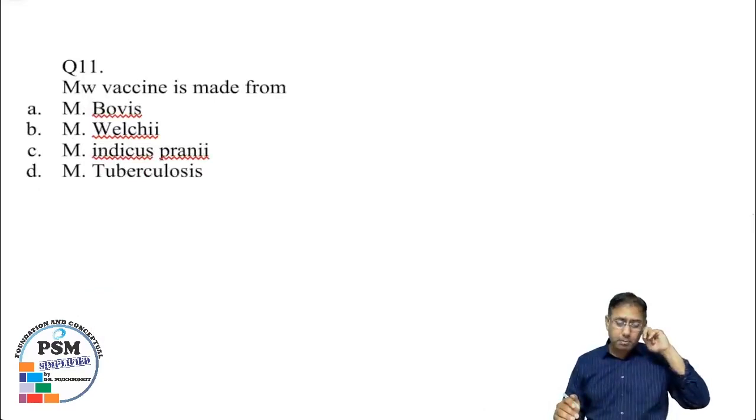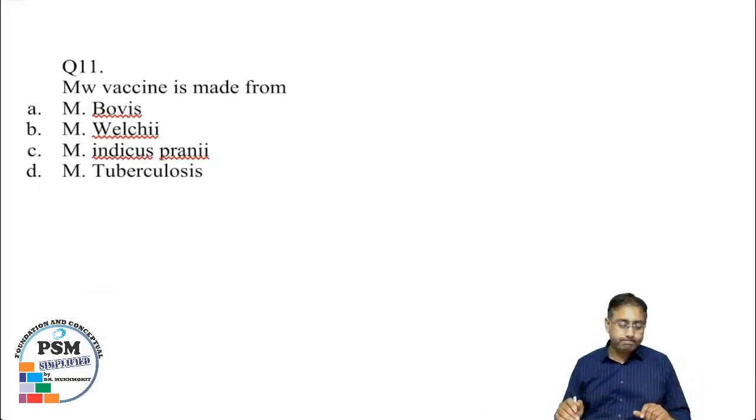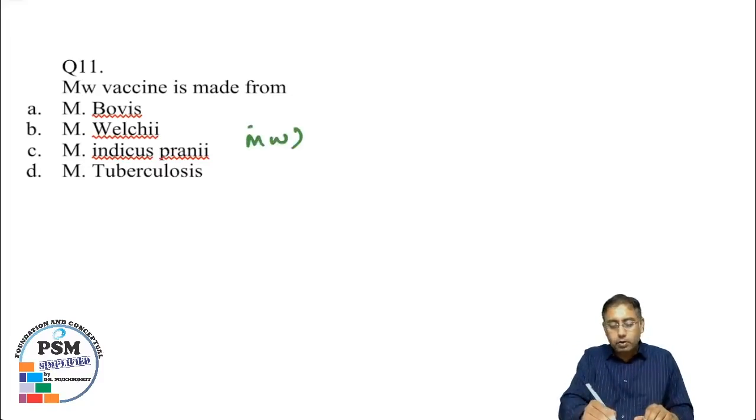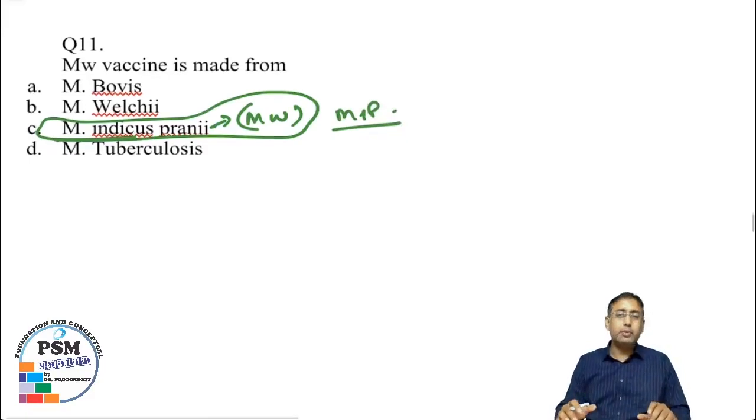Question 11, MW vaccine. I know that's not a very comfortable question. It's a little bit of a historical type of question. Earlier, the leprosy bacillus was called Mycobacterium W bacilli. That's why it is also called the MW vaccine, or the Mycobacterium indicus pranii vaccine, MIP vaccine. For leprosy it is the MW vaccine. Nothing very special, we just need to remember it.